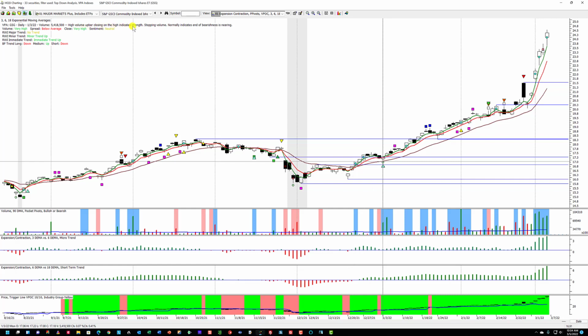high volume up bar closing on the high indicates strength and stopping volume. So big volume spike here as it closed near the high of the day. And it really hasn't looked back since. The 3 stayed above the 6, got real close here to crossing below, but well above the 18, and now it's into hopefully a climax run.